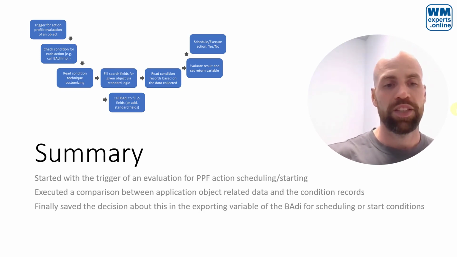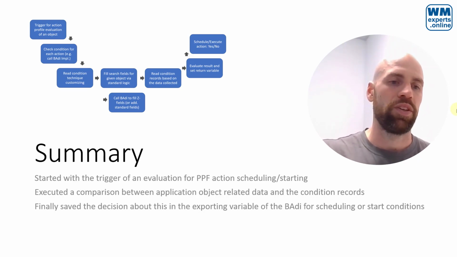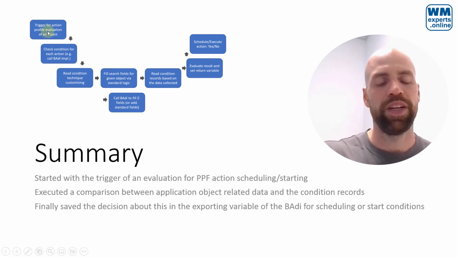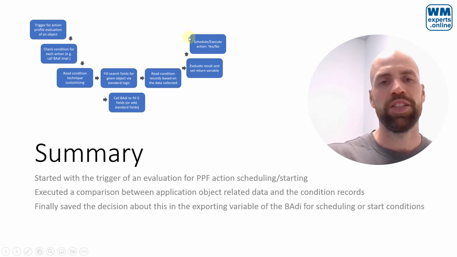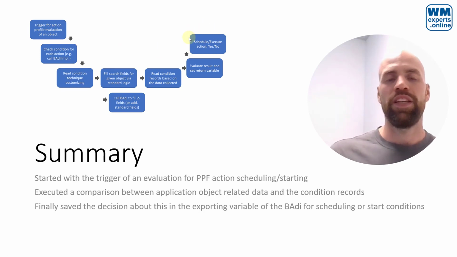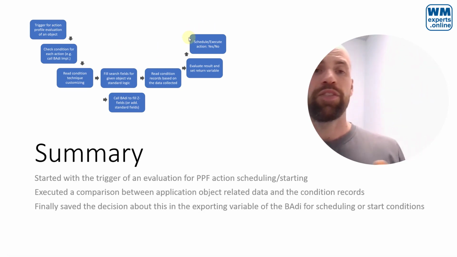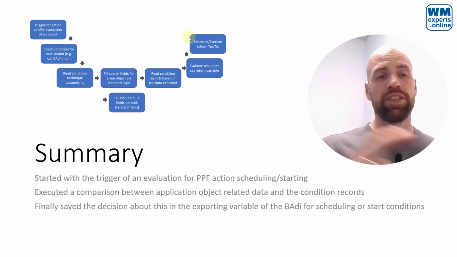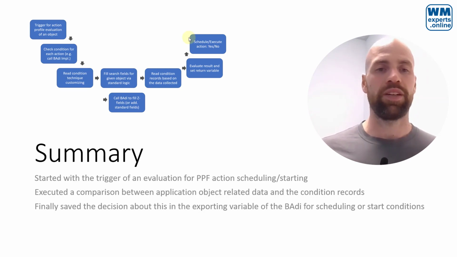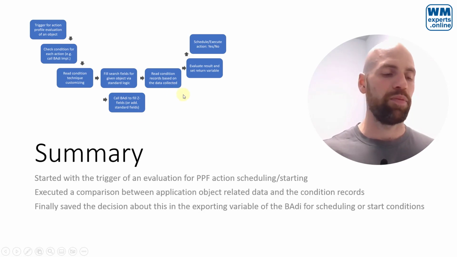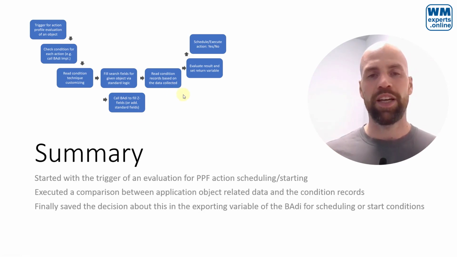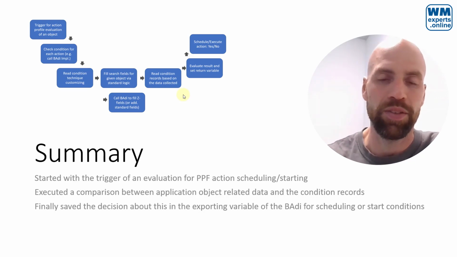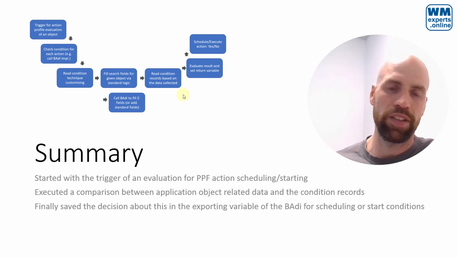And this pretty much sums up what I wanted to show you with this video. We started with the trigger of an evaluation for a PPF action, either scheduling or starting, and we end with a decision, yes or no, based on the evaluation of condition records. And of course you can set up schedule conditions and start conditions without using condition records at all. Then this part here would simply be replaced by some Z coding that you implement and decide whether the return variable should be set to 0 or any other value, so yes or no.